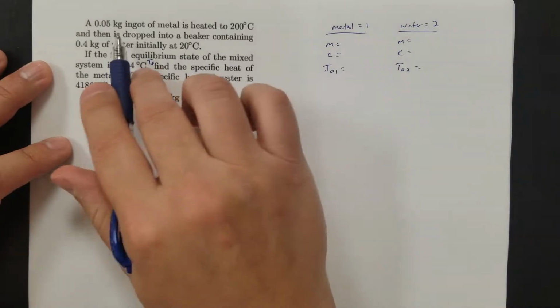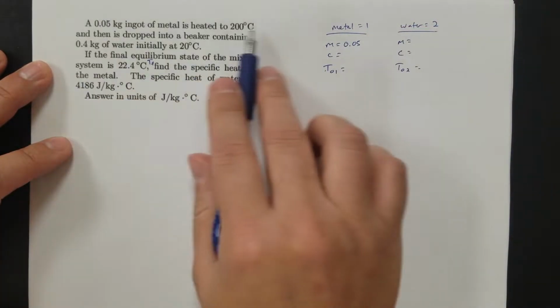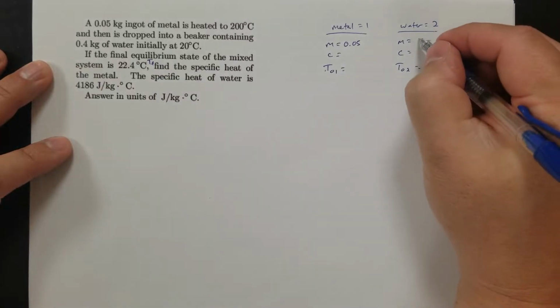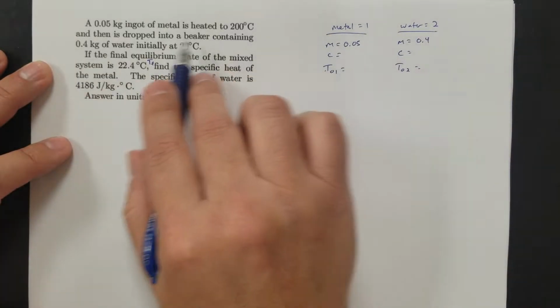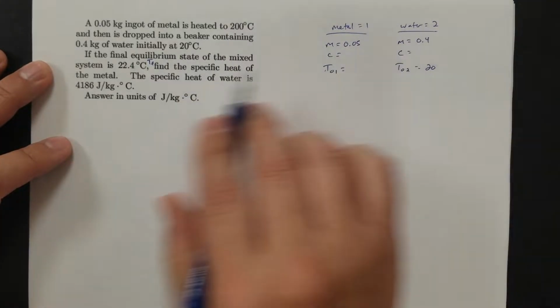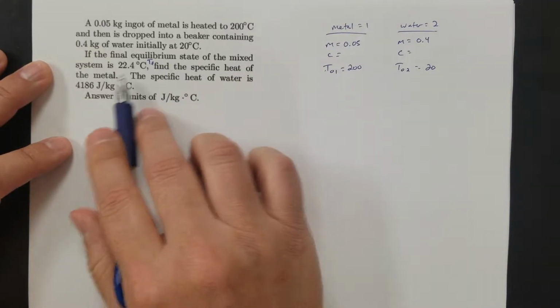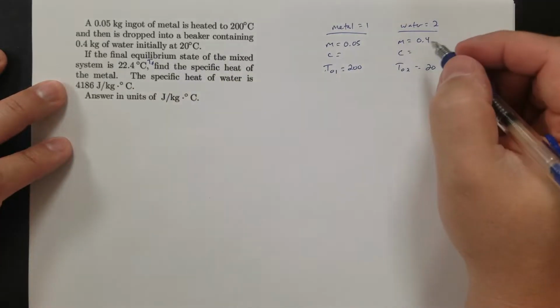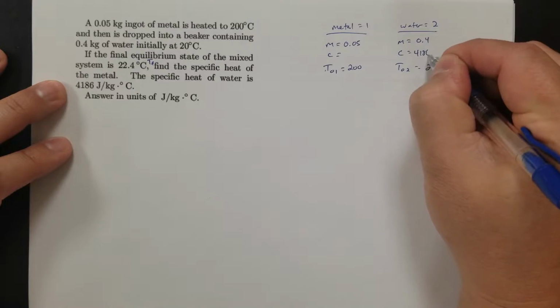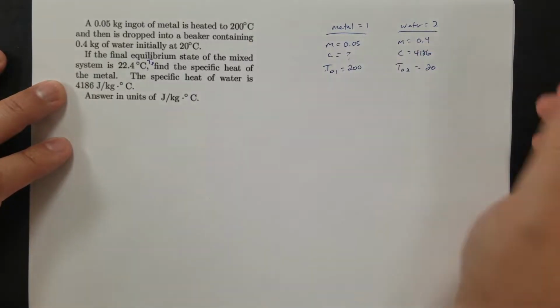So the mass of the metal is 0.05. This is my number, right? Don't use my numbers, use your numbers. This is 0.4 kilograms of water. And the initial temperature of the water is 20 degrees C. And the initial of the metal is 200 degrees C. And the specific heat of water is 4,186. And I'm trying to find the specific heat of the metal, right?